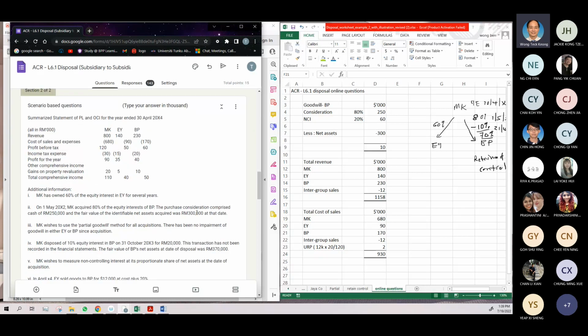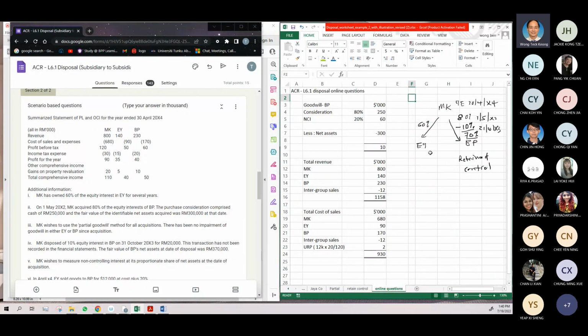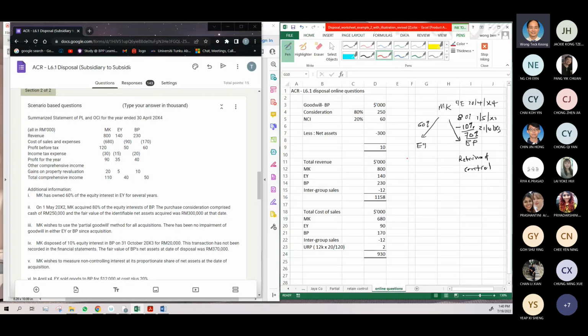This time it tells you profit and loss account. It gives you three companies. MK is the parent, and EY and PP are the subsidiaries. It gives you the P&L, and MK owns 60%. You draw a simple group chart. MK controls 60%, so you know NCI will be 40%. Then you won't get confused or keep referring back.